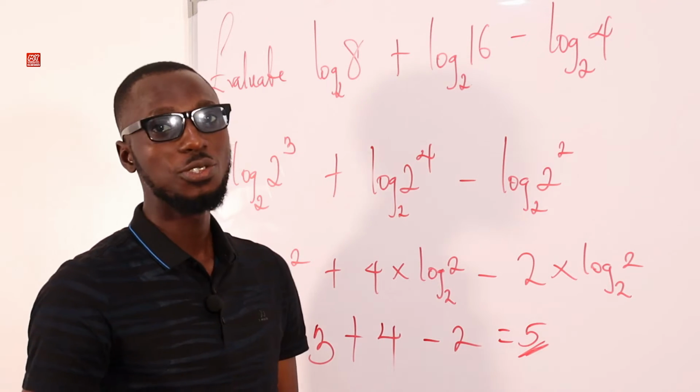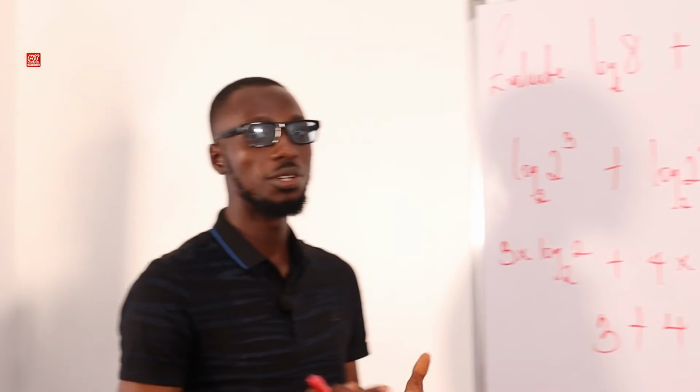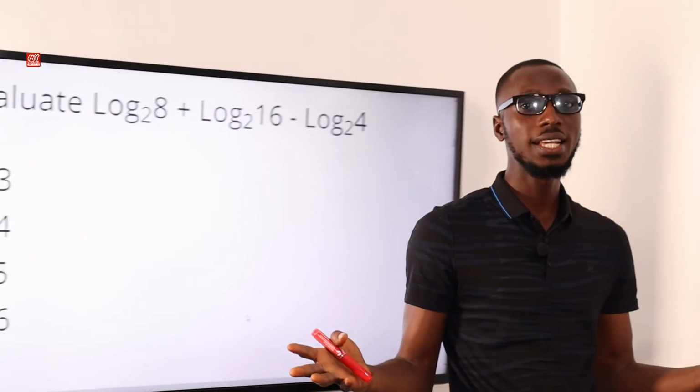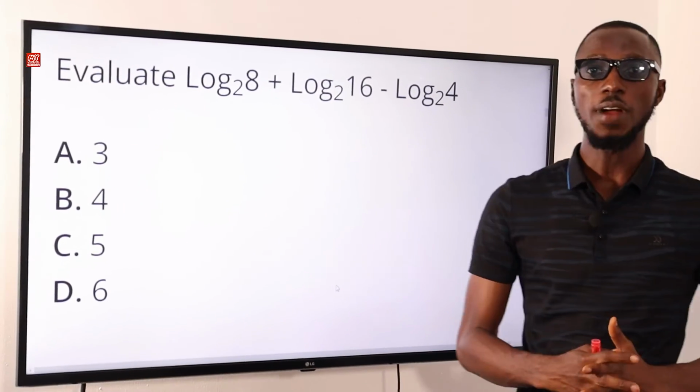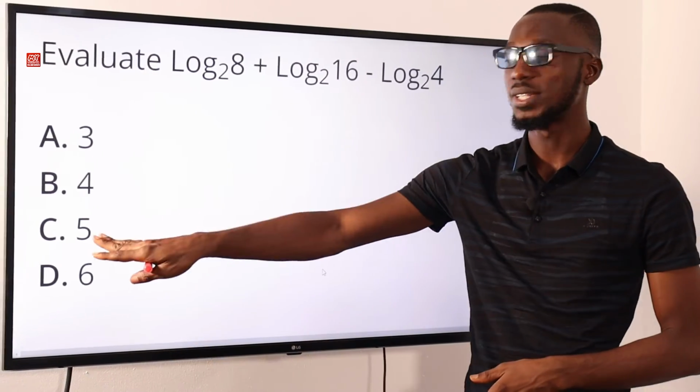So let's go back to the screen to pull out the correct option. Look through the options provided and look for the value 5. We can find that in option C. So option C is super correct.